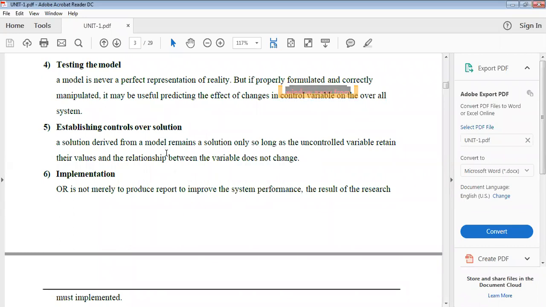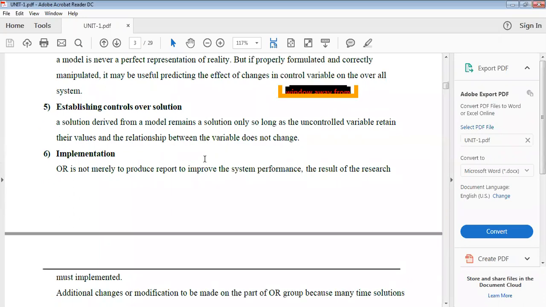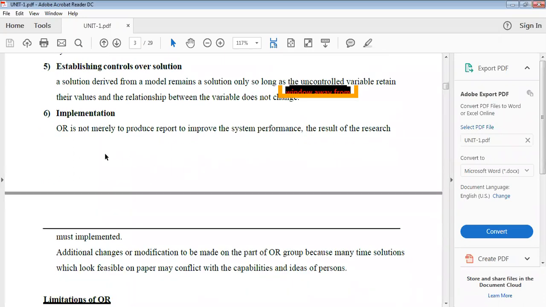So there must be controls over the solution, establishing controls over less than or equal to, greater than or equal to, like that. You have to control the variables, which gives the perfect solution for the particular problem. OR is not merely to produce a report to improve the system performance, the result of the research.